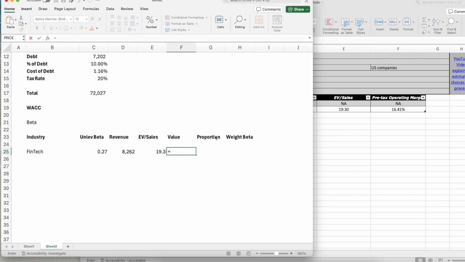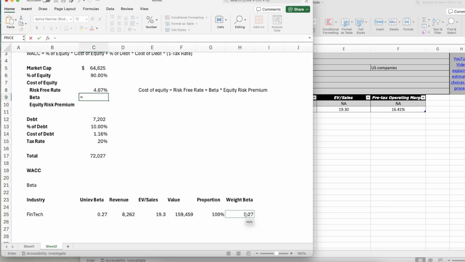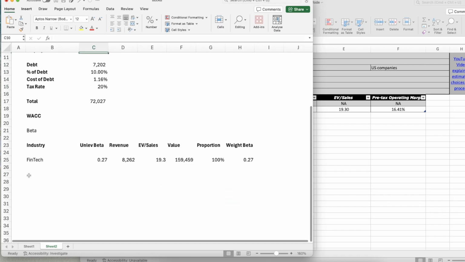The value, therefore, is your EV to sales multiple multiplied by the revenue. This is obviously, therefore, the weighted beta is that 0.27. Sort of seems very, very low, but yeah, that's what we have to go with.